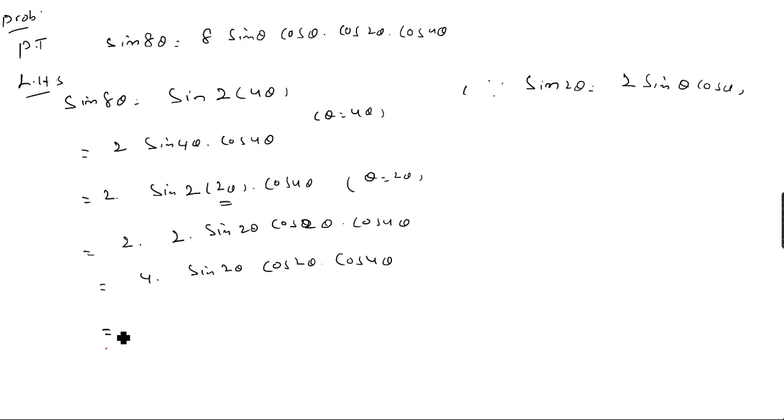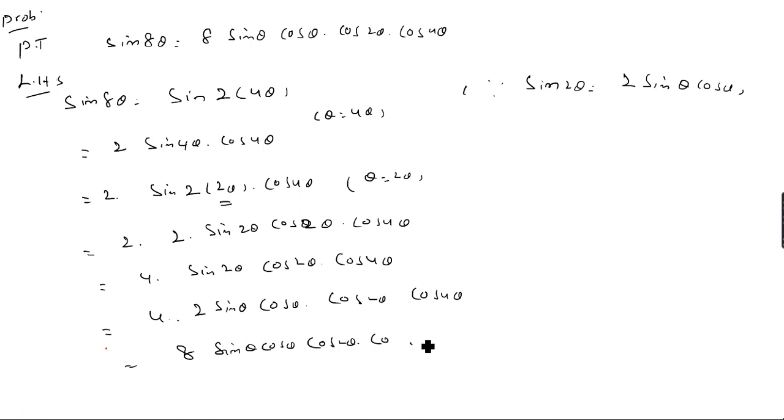And next we apply the formula for sin 2 theta. What is sin 2 theta? 2 sin theta cos theta. So therefore we get 4 into 2, 8 into sin theta into cos theta, and next we write cos 2 theta into cos 4 theta. So the problem is completed.